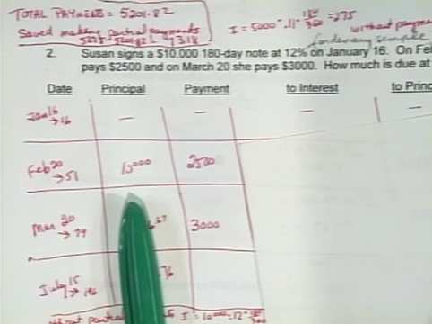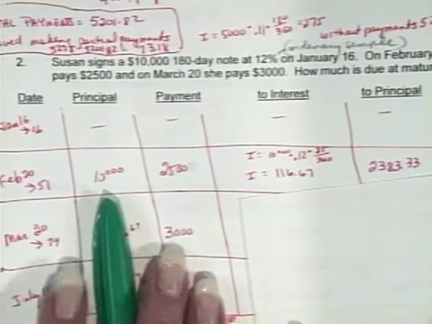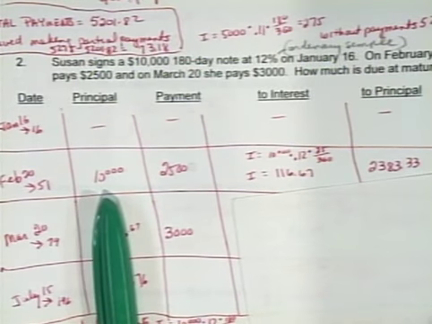Right, what'd you use for principal? 10,000. Good. Rate was 12, and it's 0.12. Good. Times 35 over 360. Good. What'd you get? 116.67. That's what I got. We're using ordinary. And it is simple interest, right?